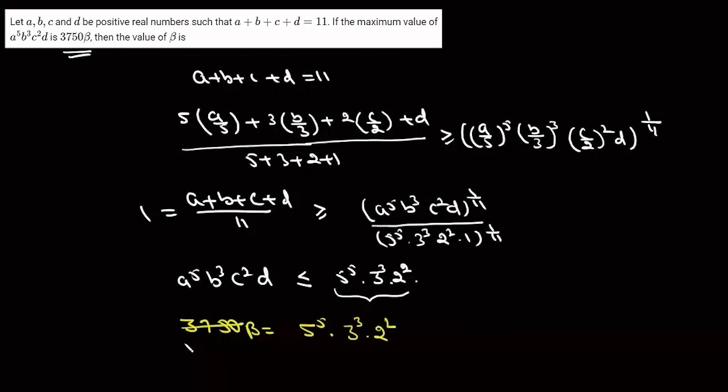Now this is 25, 5, and it'll be this 5 cube. We can again cancel it with 25. So it'll be 6, and this is 5, and we can cancel 6 also. So we can write this beta as 5 into 3 square into 2, which is 90. So the value of beta in this case is 90, and that is the answer to this question.